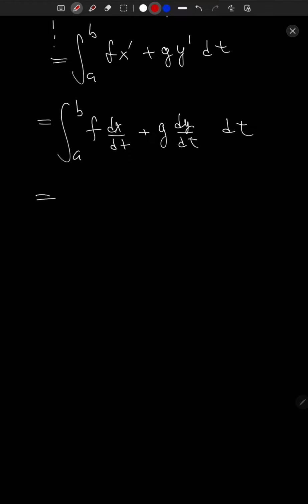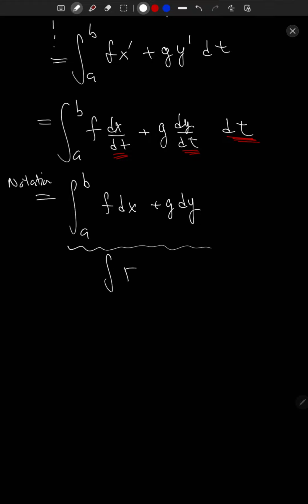So it looks like we have a t above here and t below here and t below here. So in terms of notation, we often write, and I personally hate this notation because it's really confusing for people, especially when you're first learning this, but it's a very, very common notation for line integrals: F dx plus G dy. So this is an alternate notation for the integral of F dot T ds. Let me write alternate notation.